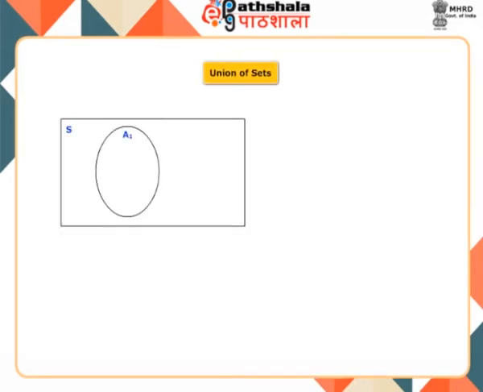If A1 and A2 are two sets defined in space S, then the union of A1 and A2 is defined to be the set that contains all the elements that belong to A1 alone or A2 alone or both. In other words, the union of sets includes all the elements that belong to at least one of the sets. The union of sets A1 and A2 is denoted by A1 union A2 and it is depicted in the following Venn diagram. In the figure, the shaded area is the union of sets A1 and A2.